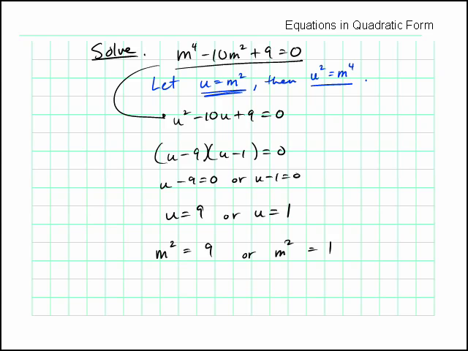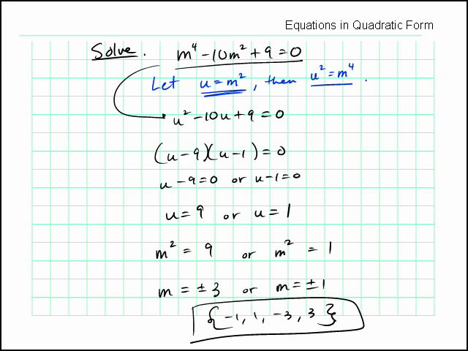I can now solve these by taking the square root of both sides, and I would get here m is going to be plus or minus 3, and here m will be plus or minus 1. And so the four solutions to this equation are -1, +1, -3, and +3. And it's solved. Let's look at another one like this, and then we'll go on to something a little different.